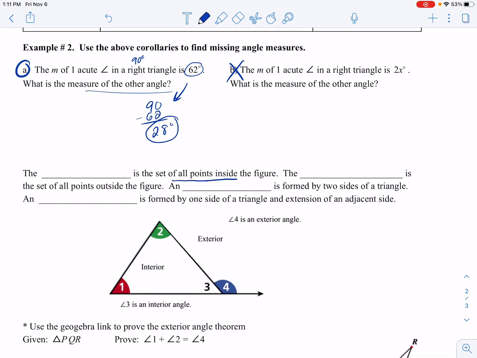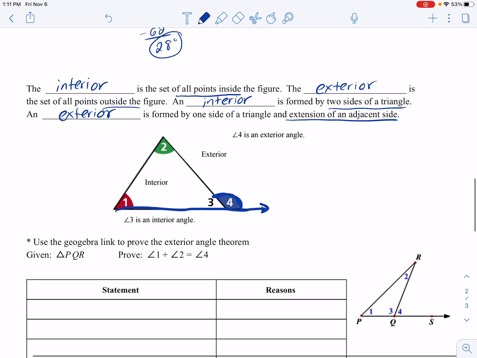The set of points inside the figure, that's called the interior of the triangle, or interior angles. The exterior would be the set of points that are located outside the figure. An interior angle, which were those three angles that sum to 180 degrees, they're formed when the two sides of a triangle meet. An exterior angle is when we extend one of those sides. So as you can see right here, we extend the base of this triangle, and now we have this exterior angle of 4, okay?